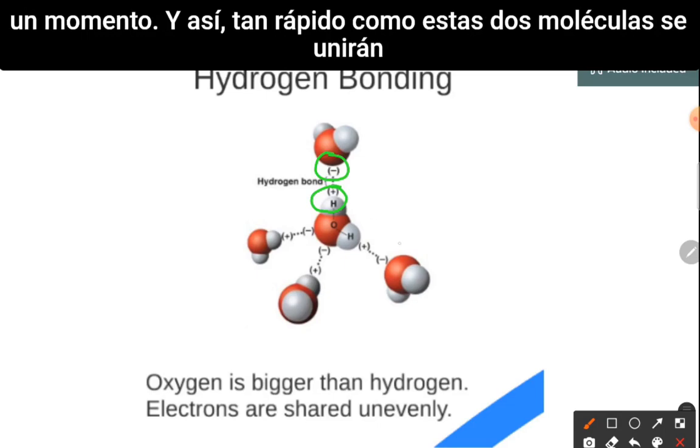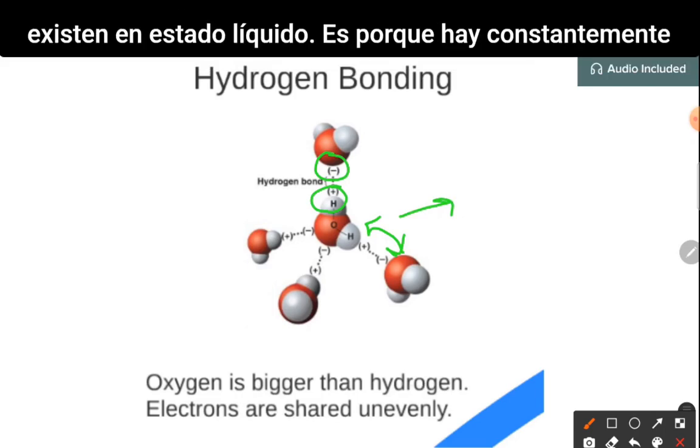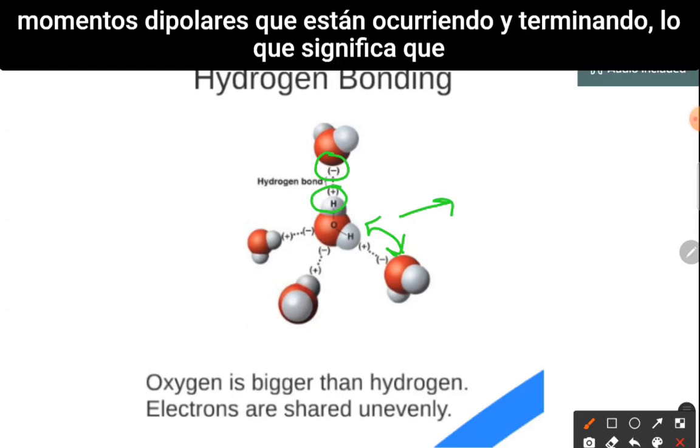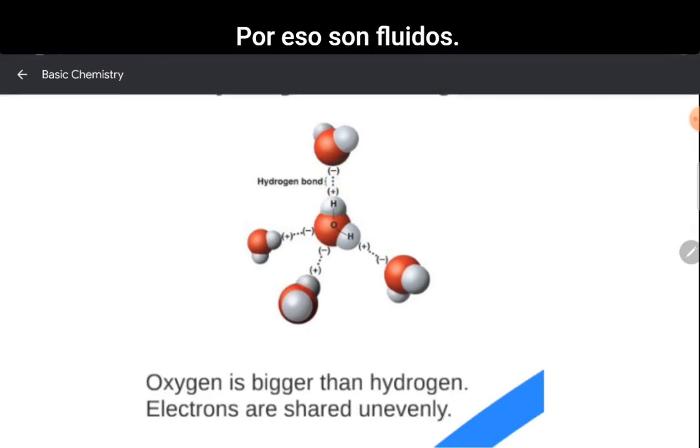And so as quickly as these two molecules will join, they will unjoin. This creates a fluidity and why water can exist in a liquid state. It is because there is constantly dipole moments that are occurring and ending, meaning that water molecules continually attach and unattach. That is why they are fluid.